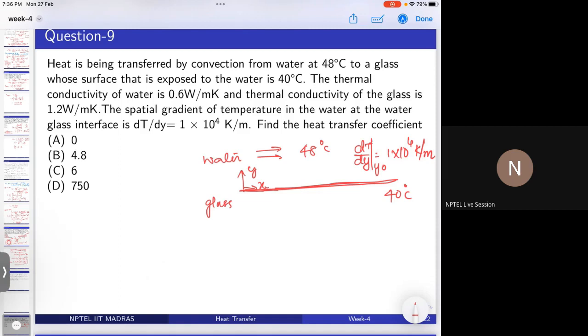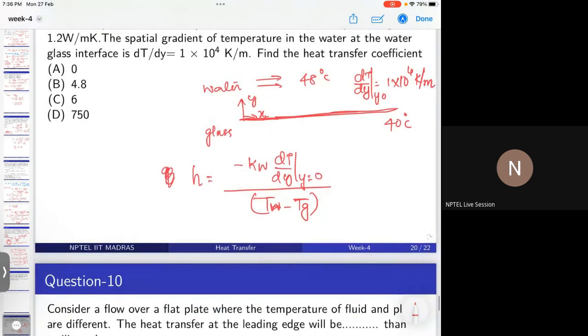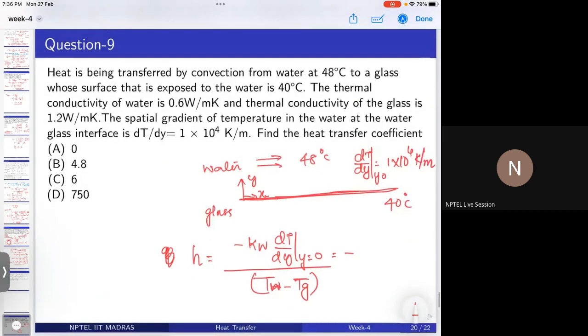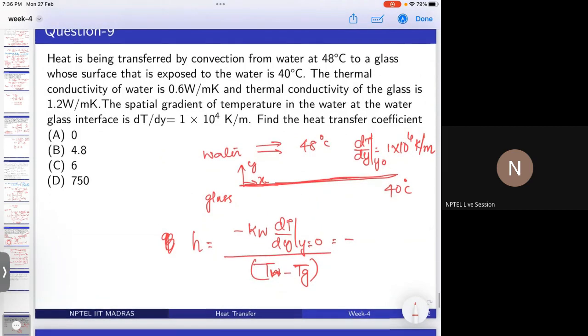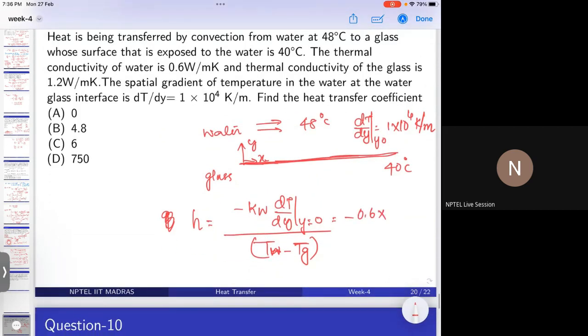You just need to equate, that's all, right? So what is q? h is equal to minus k water dT by dy at y equal to 0 divided by T infinity, sorry, T wall minus T glass. What is this answer? The thermal conductivity of water is given. How much is the thermal conductivity of the glass? Water: 0.6 into 1 into 10 raised to 4.